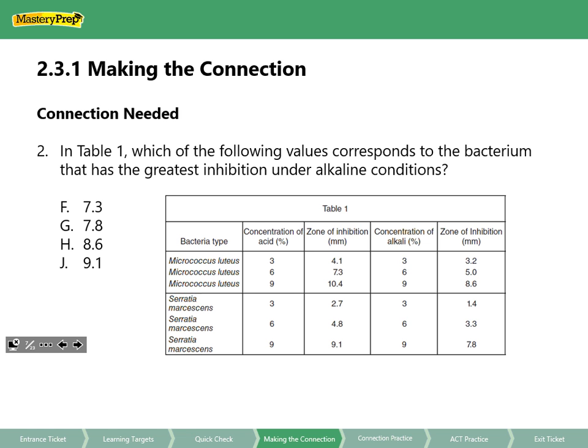Zone of inhibition, but 9.1 does show up over here, but this is really connected to the acid. Concentration of alkalines, 8.6. So it's really, we had to do a little bit more looking to see here.